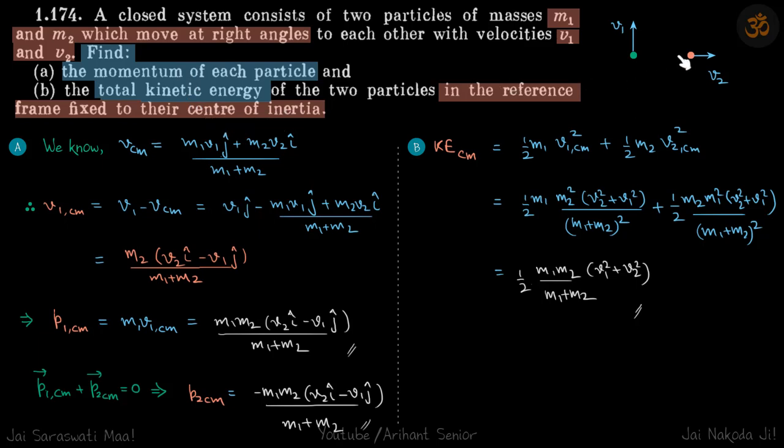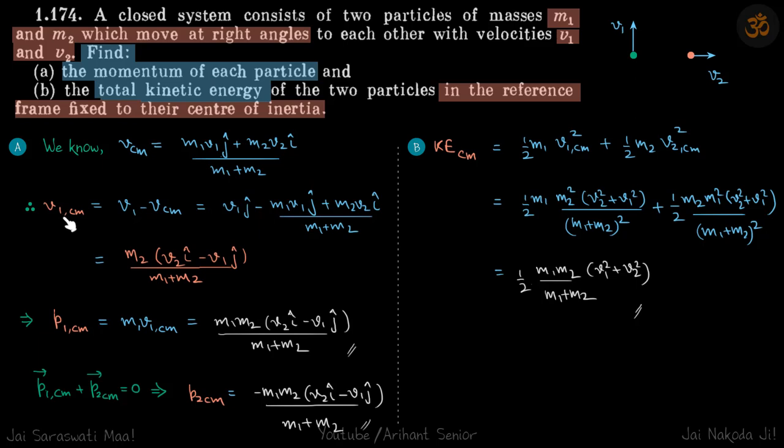For simplicity, let's consider this direction as x and this direction as y. So we'll write v1 and v2 in terms of i and j. So V_CM is, we know, (m1 v1 vector plus m2 v2 vector) by (m1 plus m2). Now for the momentum of each particle, let's first find the velocity of each particle with respect to the CM, and then we can just multiply it by mass to get the momentum.